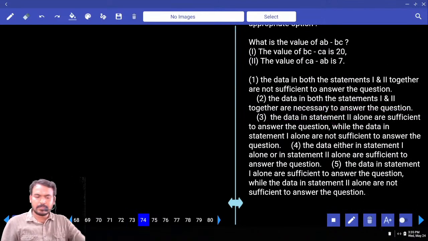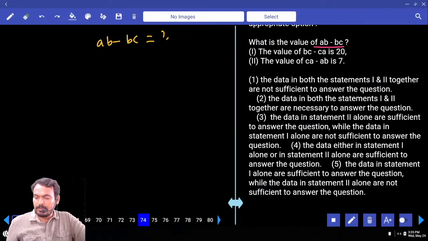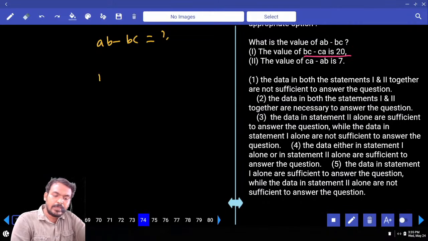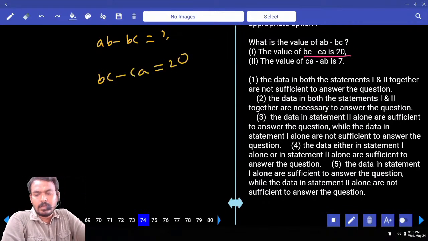Next question number 74. What is the value of AB minus BC? We require which one? AB minus BC. What is the first statement? Value of BC minus CA equal to how much? 20. BC minus CA equal to 20. Only 1 alone not sufficient.